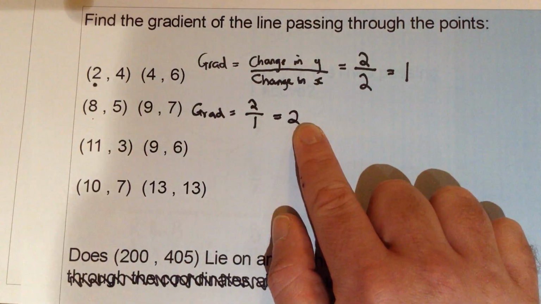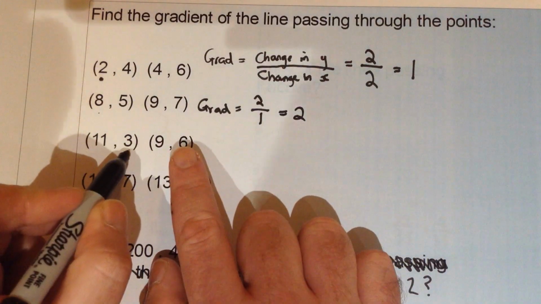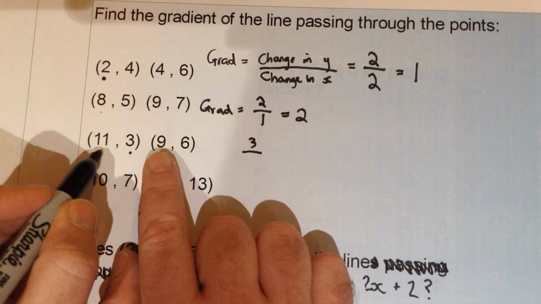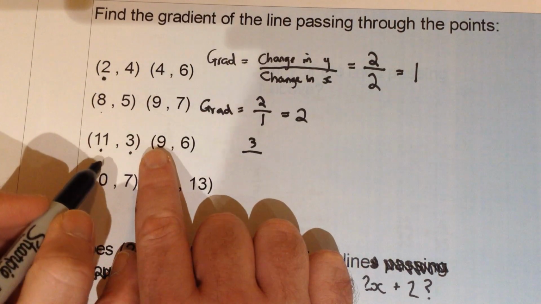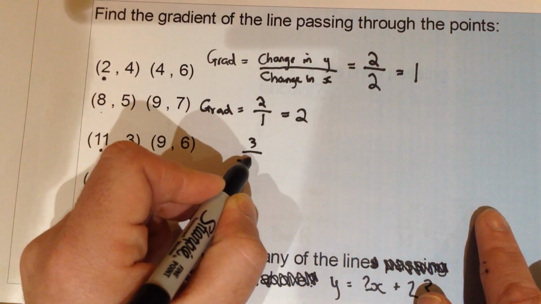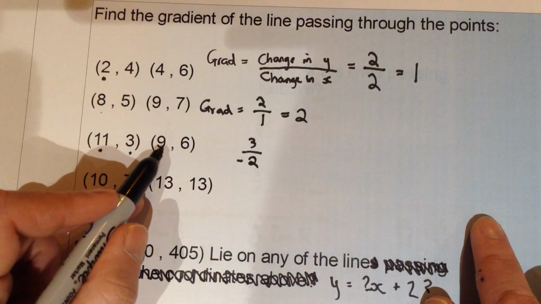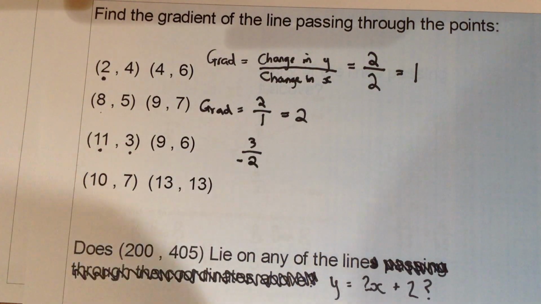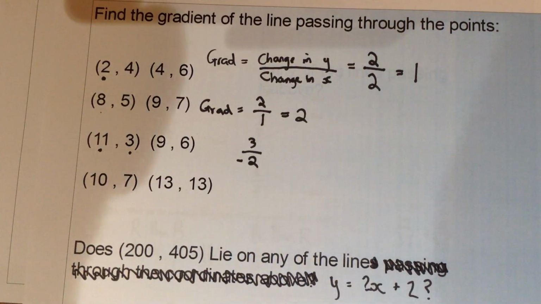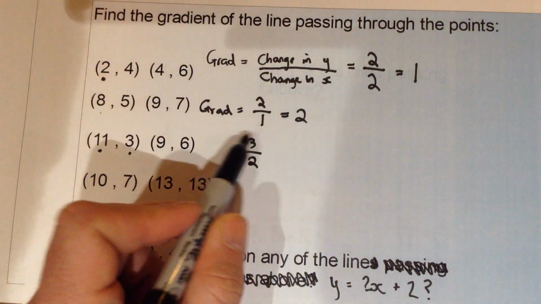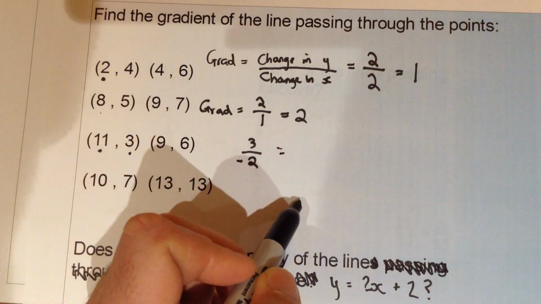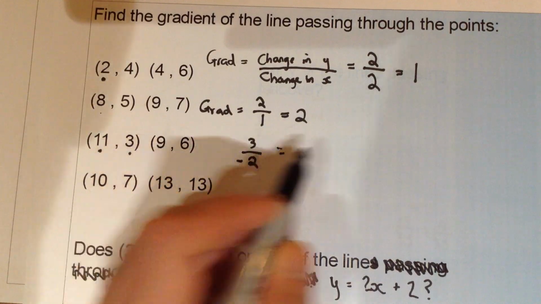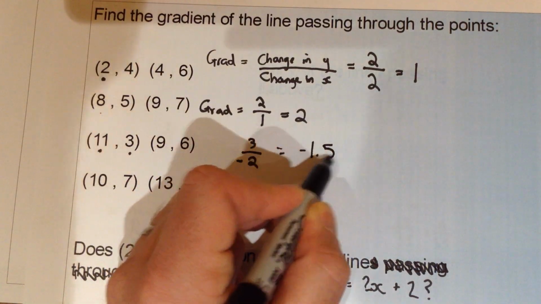For the next one, the change in y here is 3. The change in x here, so the difference between 11 and 9, is 2. But because it has gone down from one to the other, we would actually say that that is minus 2, because the numbers have decreased from one point to another. We could leave the gradient as this, or if you really wanted to, 3 divided by 2 is 1.5, so 3 divided by minus 2 will be minus 1.5.